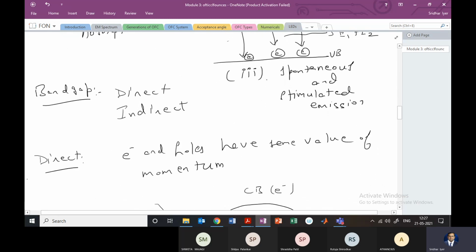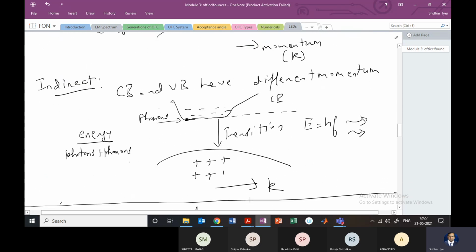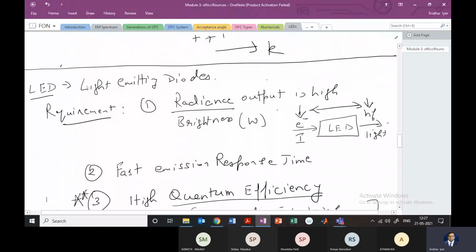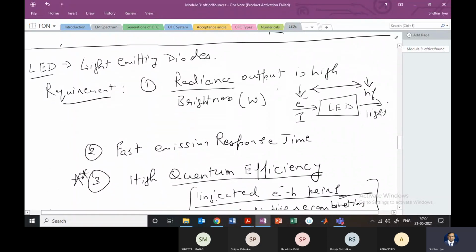Then lastly, we spoke about direct and indirect band gap, and a few things about momentum. In general, we are going to take those materials which are direct band gap. Then the last part of the last lecture was on what is the requirement from an LED. The LED in general is going to work in the lower wavelengths, around 800 nanometer or 1000 nanometer. For higher wavelengths, it's not going to work efficiently. You can always work it, but it's not going to be efficient.